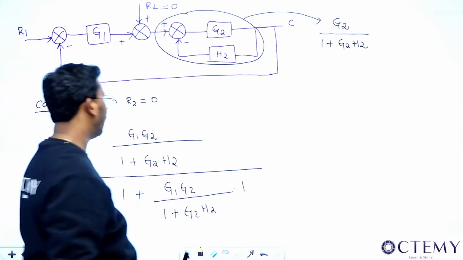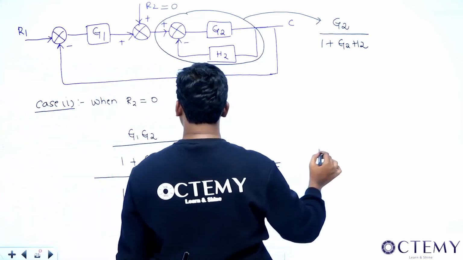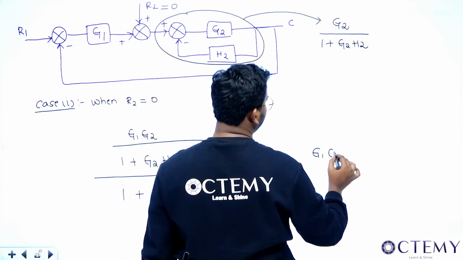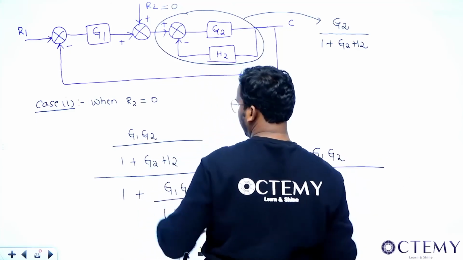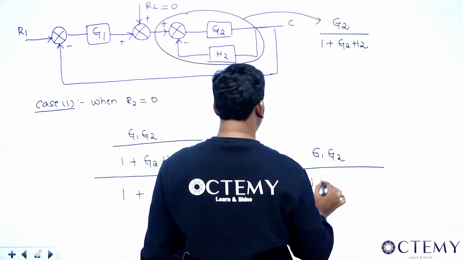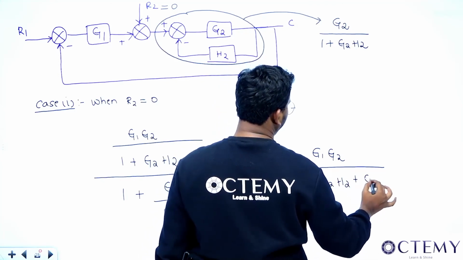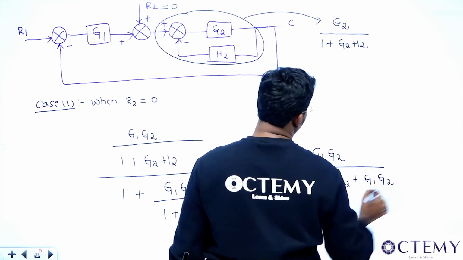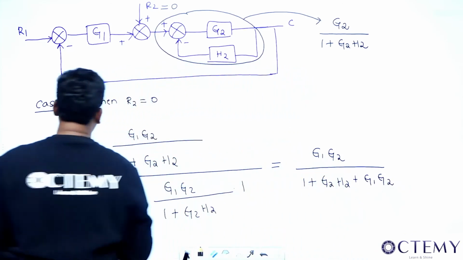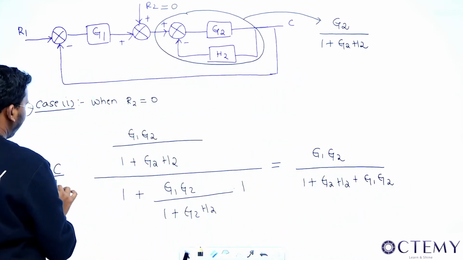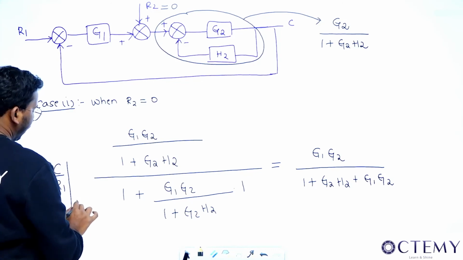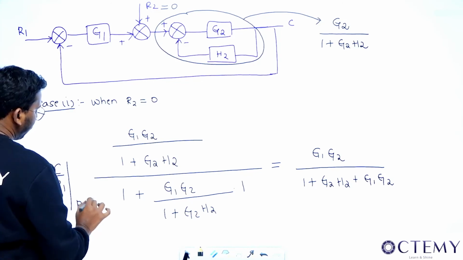So see, sir, what will this become? This will finally become something like this: G1 G2 whole divided by, take the LCM. So this will become 1 plus G2 H2 plus G1 G2. Right? What is this, sir? What have you found? This is C by R1 by keeping R2 equal to 0.